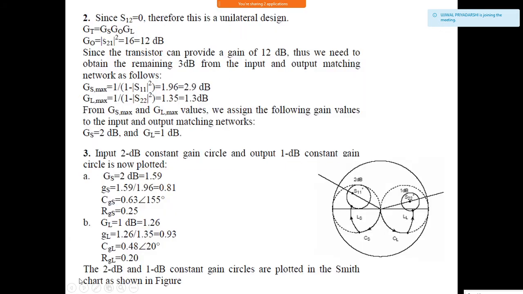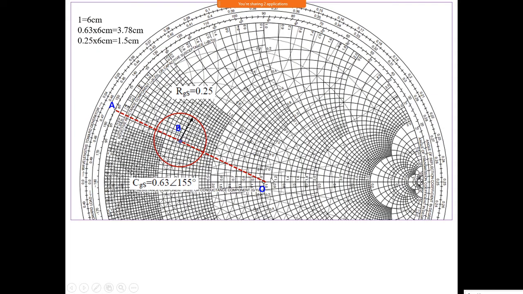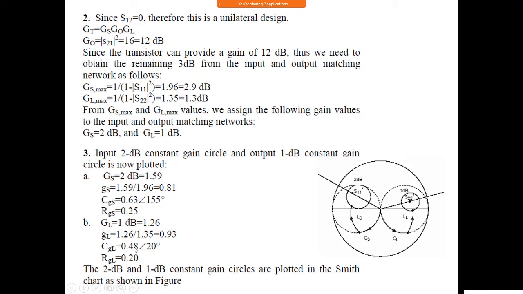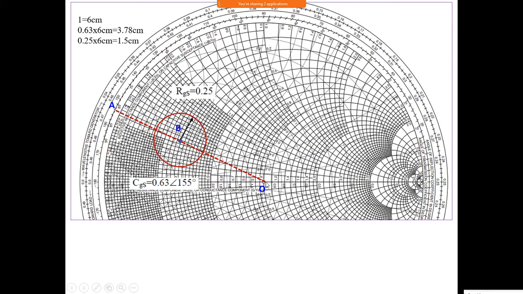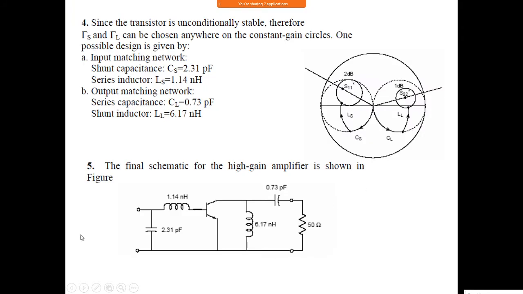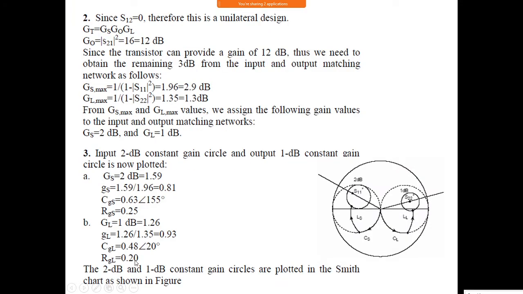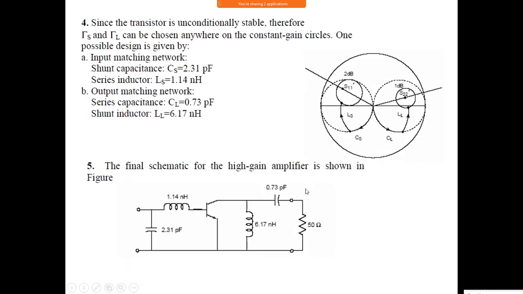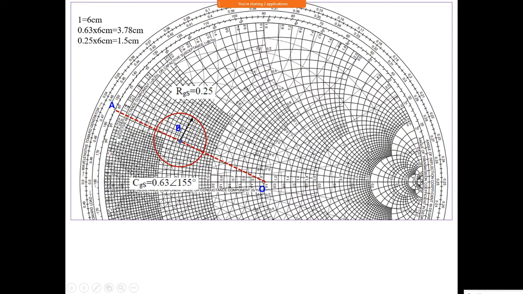Then take a magnitude value, that is 0.48. Multiply this by 6 centimeter. That is the distance from here up to this, starting from the center to here, because it is the same 6 centimeters. 6 multiplied by this value 0.48, some value you will get. So how many centimeters you will get? You mark it over that, somewhere here. Similarly, you take this 0.2 multiplied by 6, that is 1.2. So take radius as 1.2 and draw the circle.